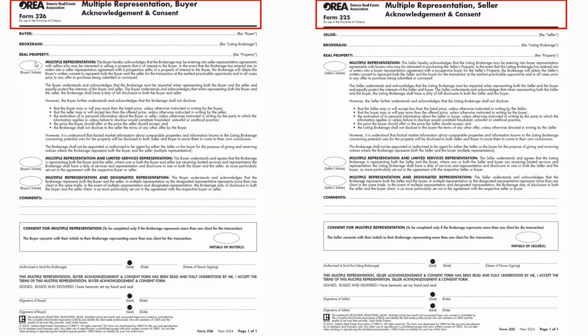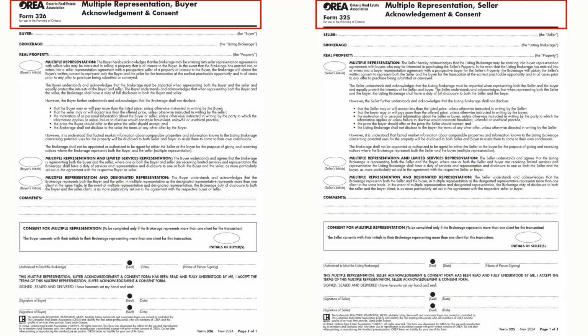So again, it is for multiple representation. So the first section there, multiple representation, the buyer hereby acknowledges that the brokerage may be entering into seller representation agreements with sellers who may be interested in selling a property that is of interest to the buyer, in the event that the brokerage has entered into the buyer's written consent to represent both. I think I just skipped a line there. It's really hard for me to read in this format, guys, but I would encourage you each to read through the details. However, I will read these points here.